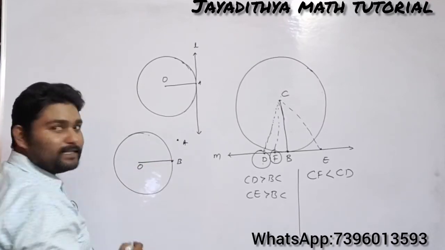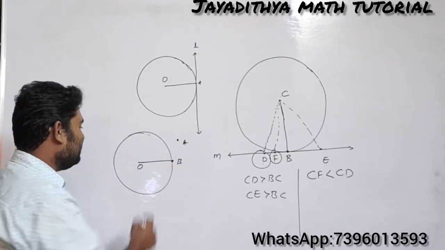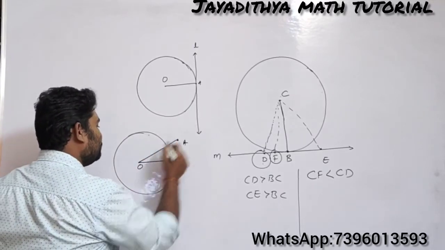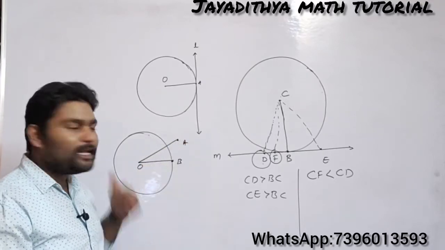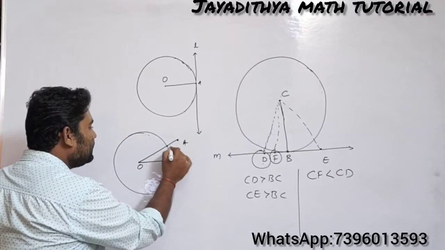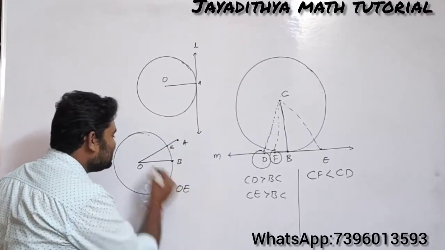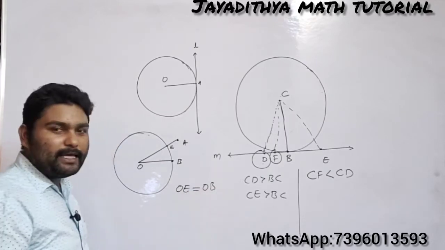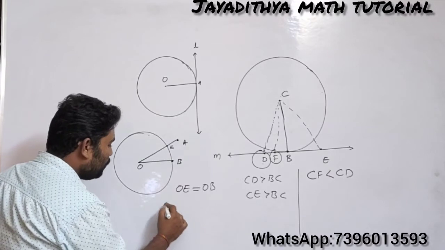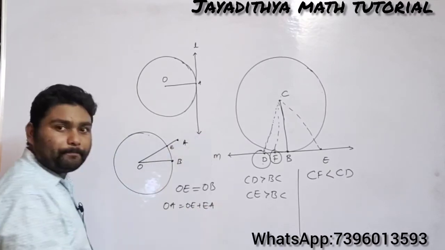OB is the distance between the center and a point on the circle, and OA is also the distance between the center and an external point. If I take a point here such that it is E, then OE is the radius and OB is also a radius. So obviously these two will be equal, and you can also observe OA is equal to OE plus EA. Clear now?